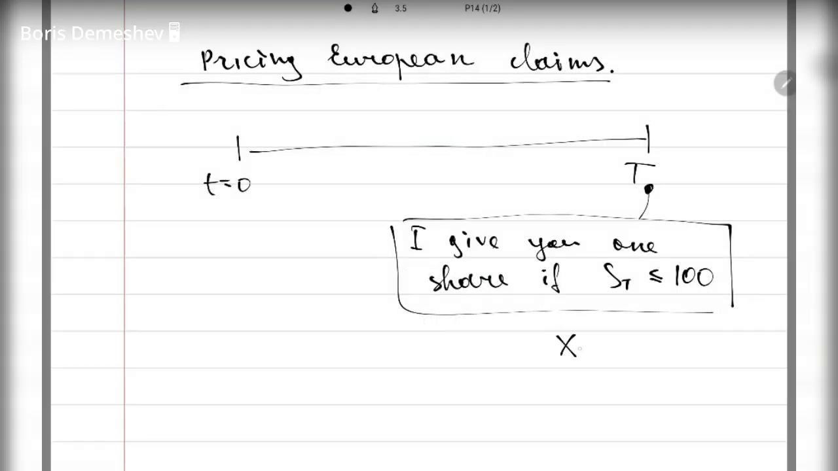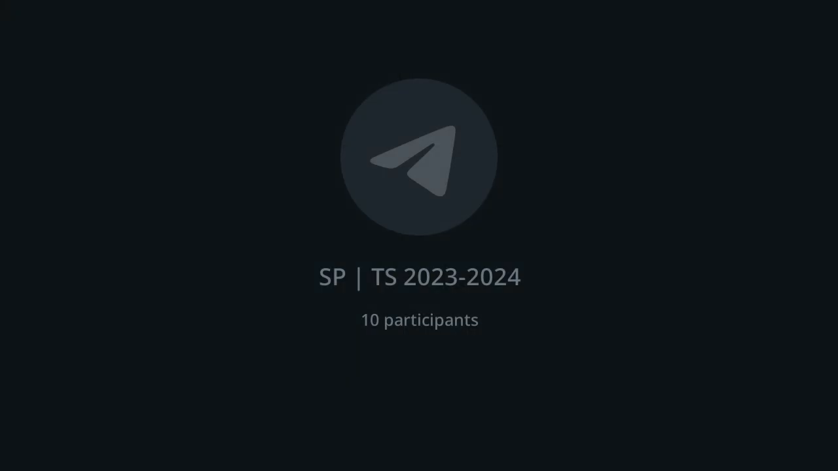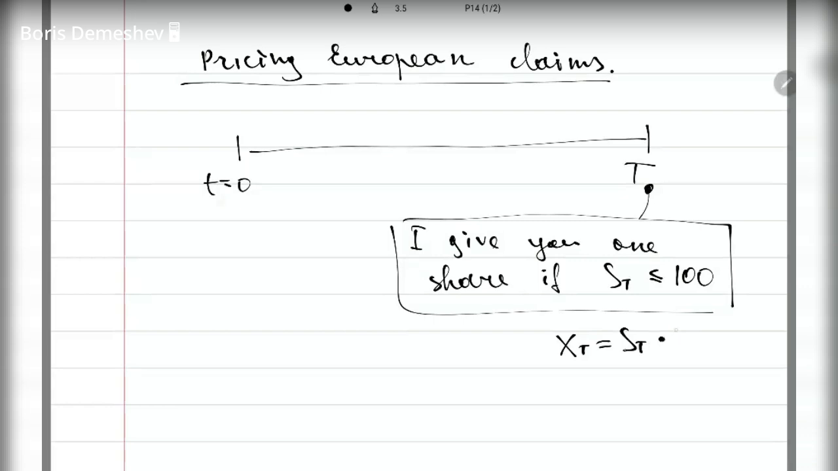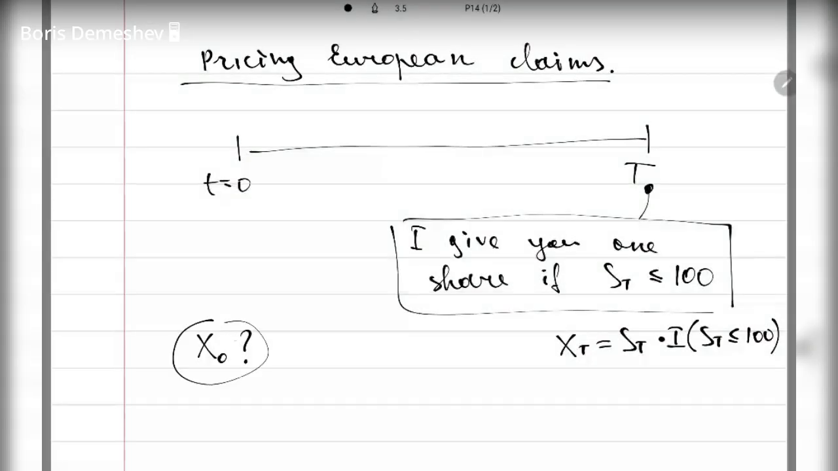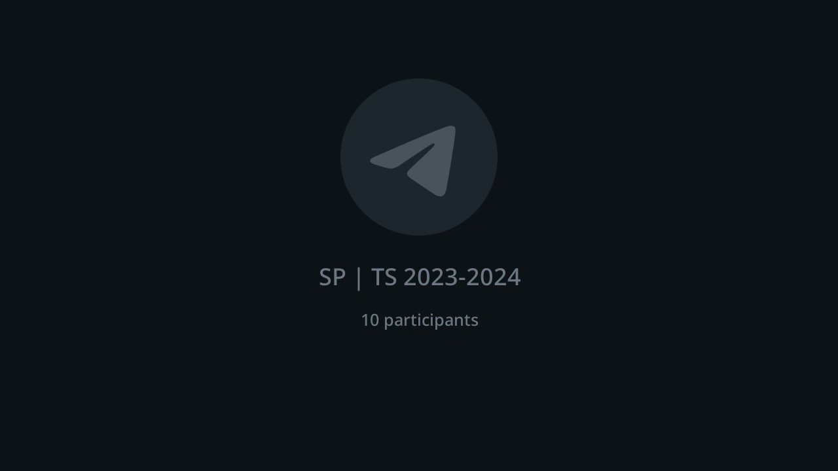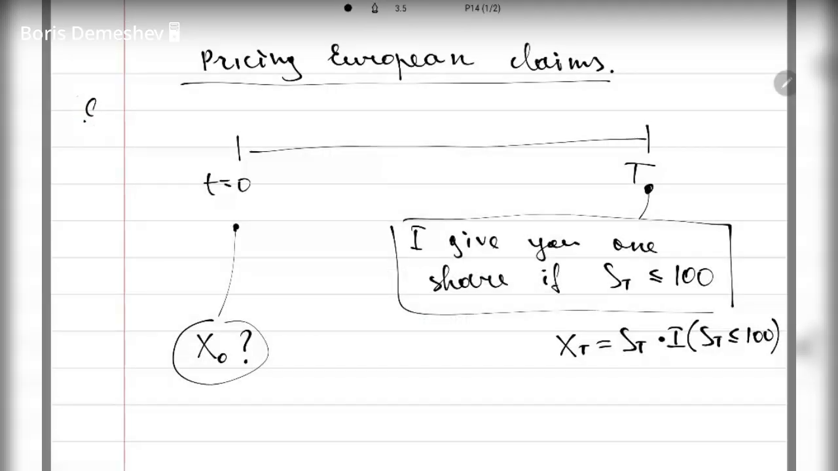So basically, the price of this contract at time t is easy to calculate. That's just ST multiplied by the indicator that ST is less than 100. So I pay you one share if the share price is low, and I give you nothing if the share price is high. And my question is, what is the fair price of this contract at time 0? So that's our exercise.